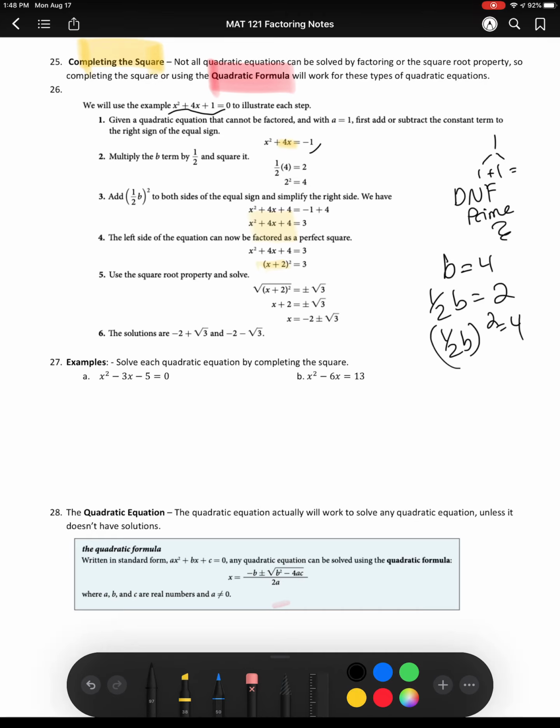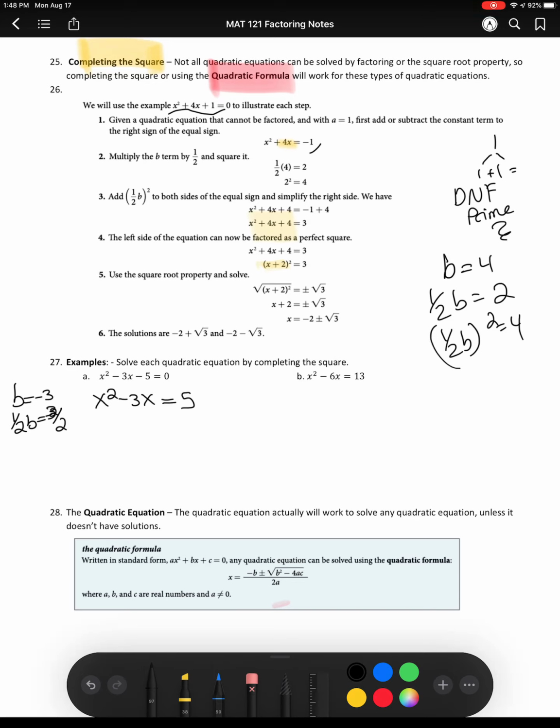So let's do an example of our own. 27a is x squared minus 3x minus 5 equals 0. I add 5 to both sides. All right, now I want to look at my b. My b is negative 3. Half of b, actually this reminds me that I need to do part b first. Let's come back to that one.